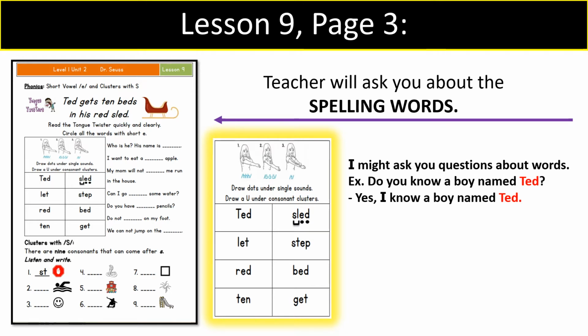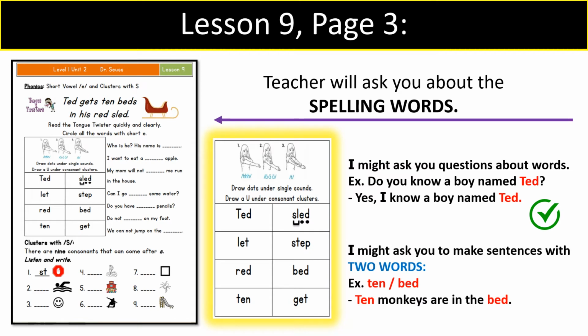You can say, yes, I know a boy named Ted. Or, no, I don't know a boy named Ted. You must answer the question as best you can. I might ask you to make sentences with 2 spelling words, and put them together. An example is 10 and bed. You can say 10 monkeys are in the bed.